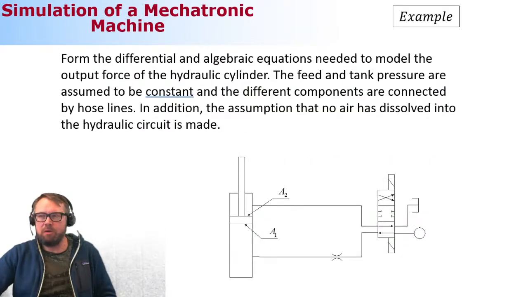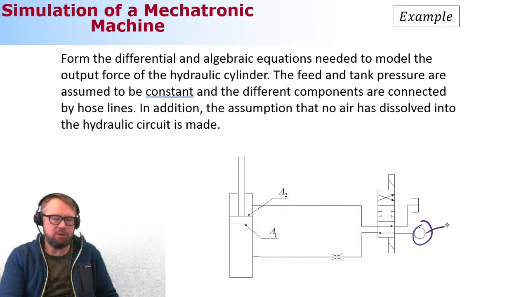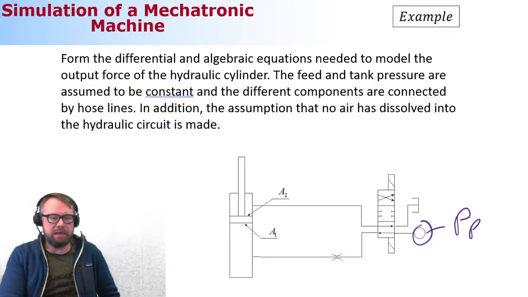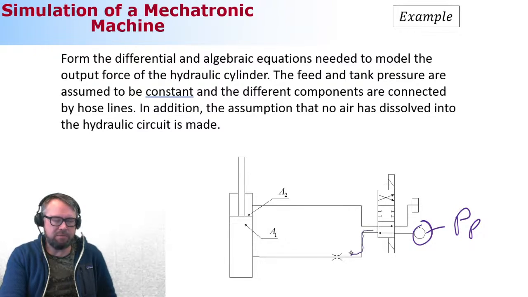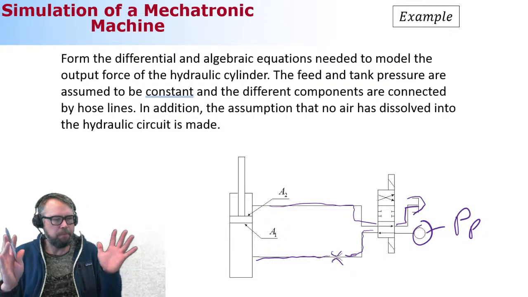I have here a simple hydraulic circuit where I assume that there's a constant pressure source, let's call it pressure P. Then I have here a direction valve, which is solenoid operated. The direction valve is connected via a hose line to a throttle, as shown here, and this hose is then connected to a cylinder. The cylinder has a piston and piston rod side. The piston rod side is connected to the direction valve, and the direction valve is then connected to the tank.